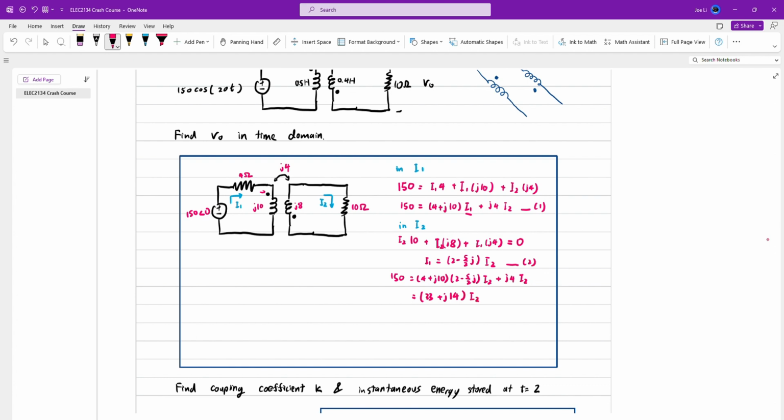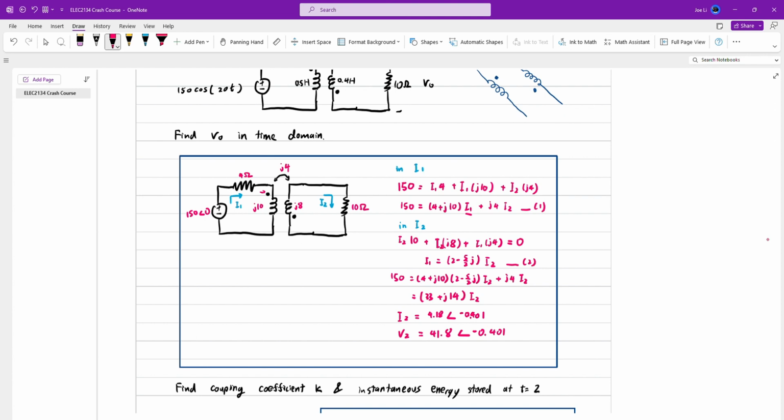Now we can throw it to the other side of the equation. We will get I2 equals 4.18 at the phase of negative 0.401. Now the voltage is going to be current times the impedance, which is 10. So we can go ahead and say V2 equals 41.8 at the same phase.